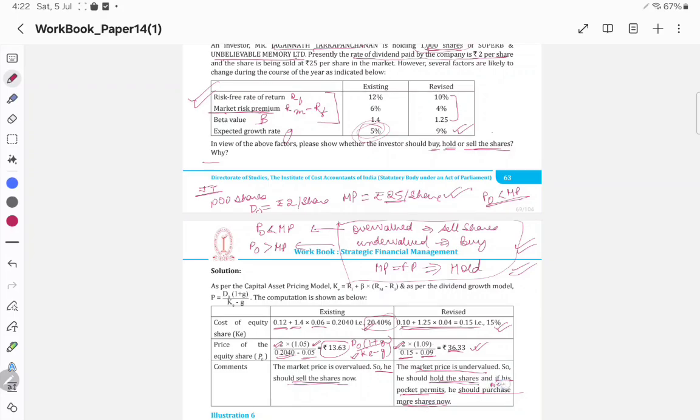You must not write hold, because hold basically means when market price equals P0. I'll write over here: fair price, you did not understand. This is the situation when we hold the shares. You must write over here, buy the shares. But what I would suggest, since the institute has given this answer, in the exam you follow this pattern only. But the actual thing which I have mentioned over here is this, so you must follow this.